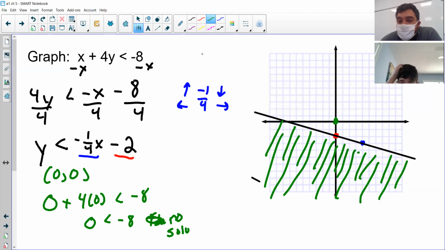How do we know which side to shade on? Craig, go first. I heard you first. So 0, 0 failed as a solution because 0 is not smaller than -8. So since that fails, I go away from it. If it passed, I would go towards it.